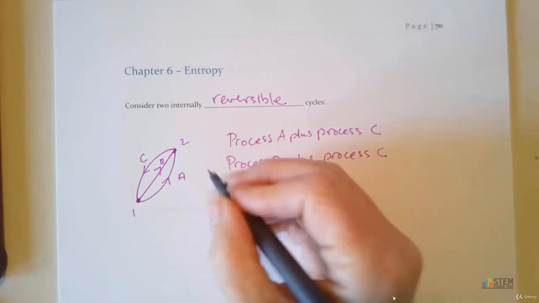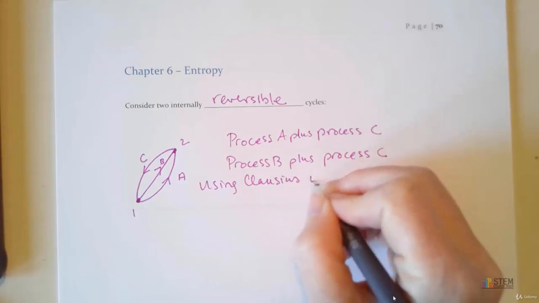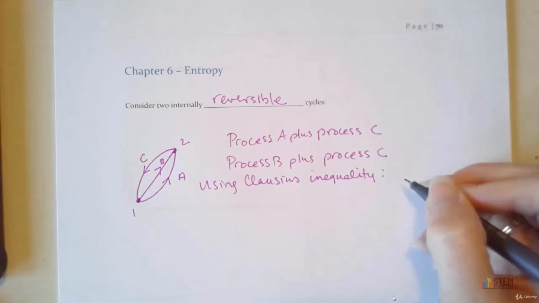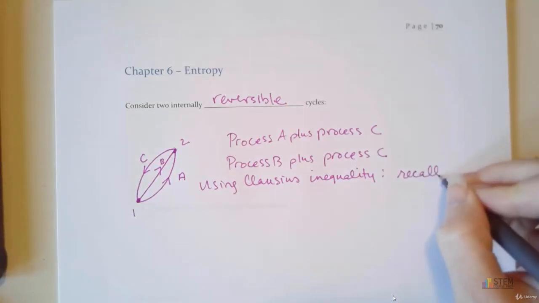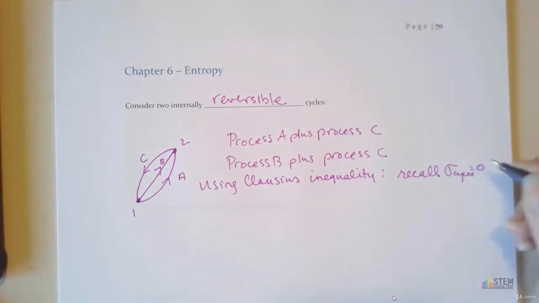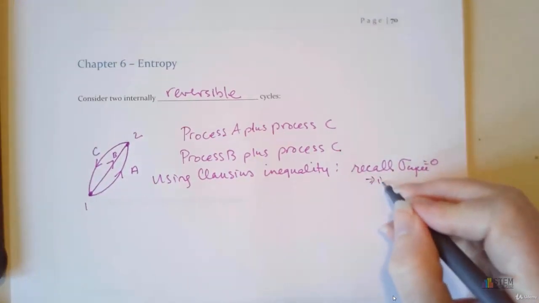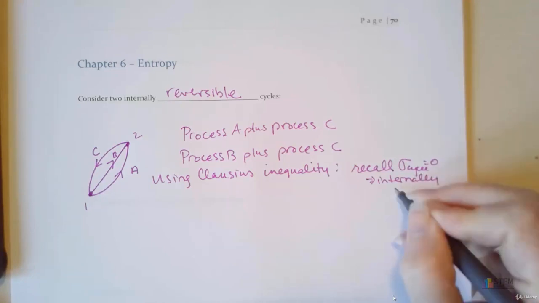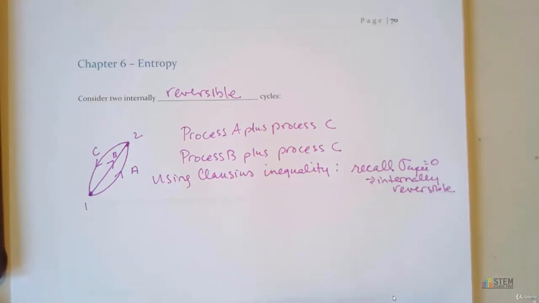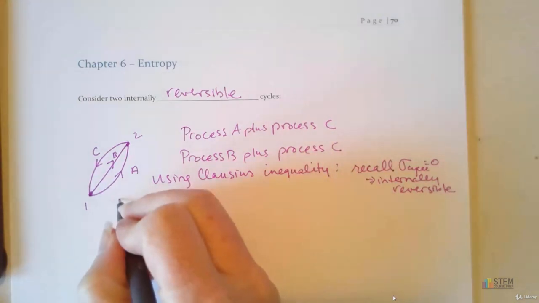Now we're going to look at the Clausius inequality, which we talked about in the last chapter. And remember that using that inequality, if sigma for the cycle is equal to 0, then we have an internally reversible cycle. So don't forget that little detail that we talked about in the last chapter. Now, if we apply this Clausius inequality to these two cycles, let's see what we get.